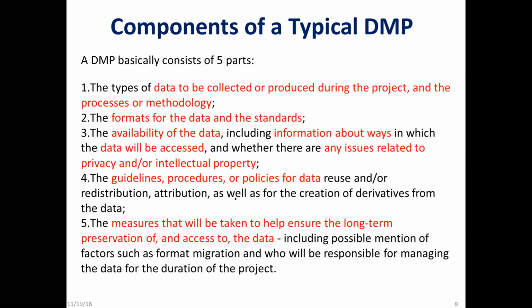So what are the components of a typical data management plan? There are five parts. What type of data, as I mentioned, you want to collect or produce during the project, and the process or methodology you are going to use to analyze them, and what the format and standard for the data is, and then the availability of the data, including information about the ways in which the data will be accessed, and whether there is any issue related to privacy or intellectual property. All these things you have to think about when you are drafting your data management plan.